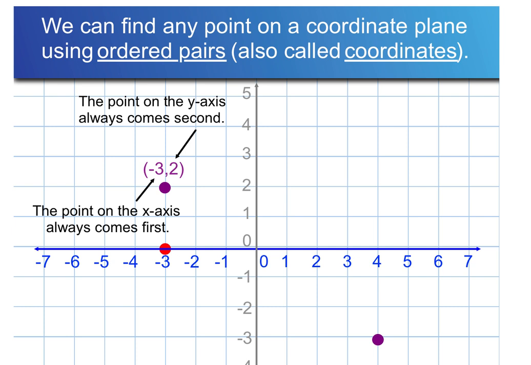The first number represents my x value. My second number represents my y value. So how far I go over left to right is the x. How far I go up and down is the y. Mrs. Pettit last year probably taught you OSU, over, stop, up. Does that sound familiar? Yeah. So you go over, you stop, and then you go up or down.